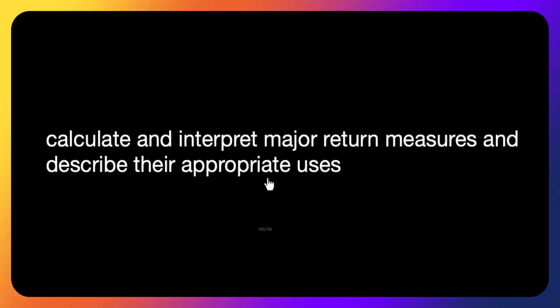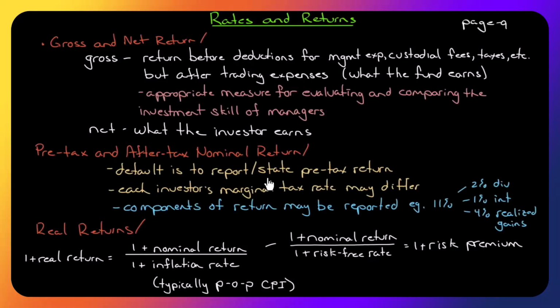Next learning objective, another calculate and interpret for you. Calculate and interpret major return measures and describe their appropriate uses. Okay, the first type of returns here, gross and net returns, typically reported by funds. A gross return is the return that the fund earns before any deductions for management expenses, custodial fees, taxes, and so on, but after trading expenses. It's basically what the fund earns.